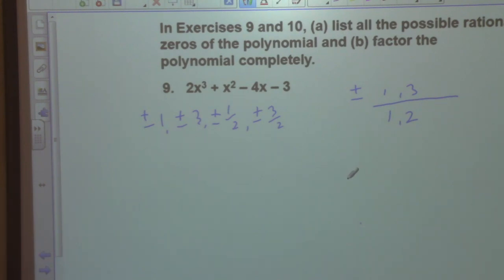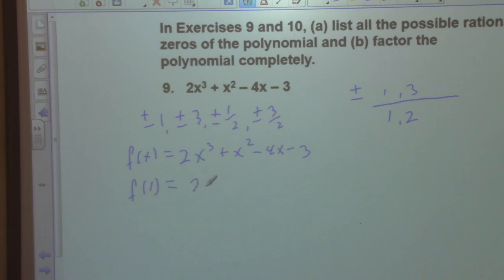Which way do you want to try? You want to try synthetic division, or remainder theorem, or what Elizabeth did? Let's try remainder theorem. In remainder theorem, we test out the factors. So if f of x is equal to 2x cubed plus x squared minus 4x minus 3, we can test our zeros by plugging in, right? So if we try 1 as a 0, f of 1, what do we get?